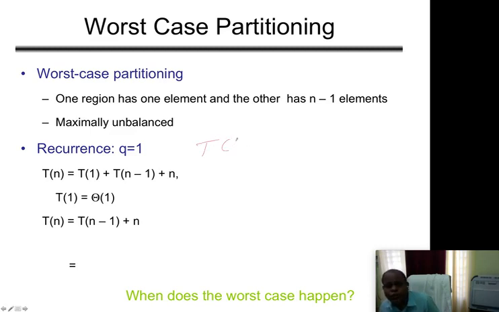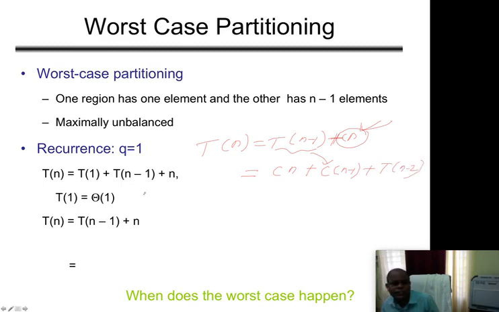The recurrence relation will be T(n) = T(n-1) + n, or cn. What is this? This is the time complexity for partitioning. If this is the case, then you can write T(n) = T(n-1) + cn. Again, you can write T(n-1) = T(n-2) + c(n-1). In this way, we can write, if this is the way the partitioning happens every time in quicksort.